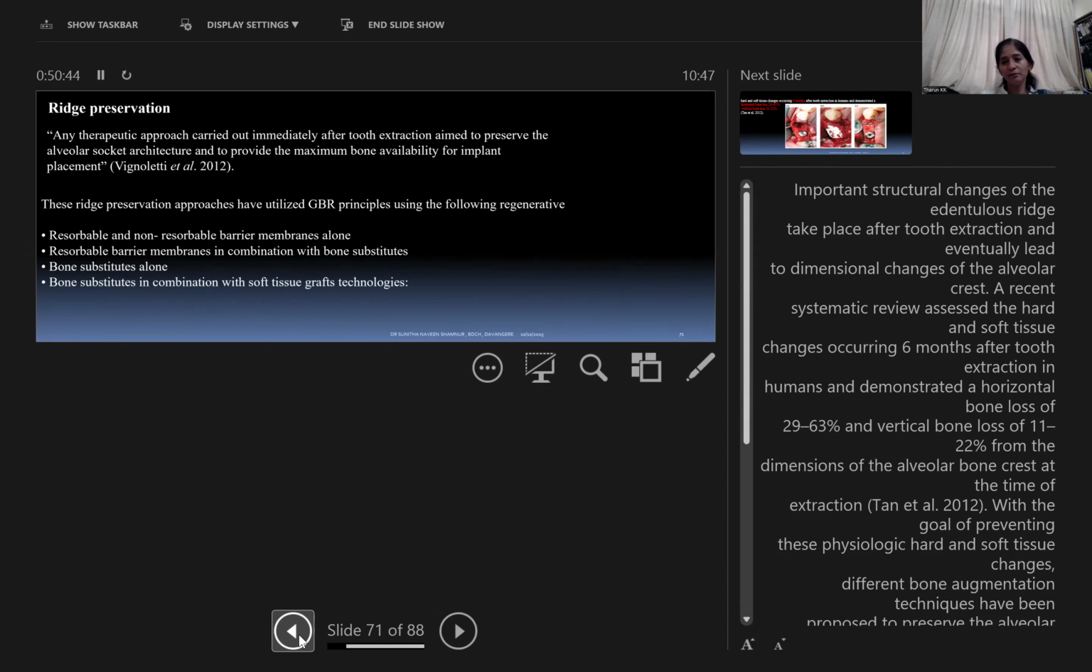For the ridge preservation, obviously, these are the important structural changes that eventually happen after the loss of the tooth. So for any guided bone regeneration, you need to know that you have to use a combination of resorbable, non-resorbable, and you can use a bone substitute alone or bone substitutes in combination with your soft tissue. 63% of the vertical bone loss happens in the first 11 months of your tooth extraction. It is reiterated by Tan with a study in 2012.